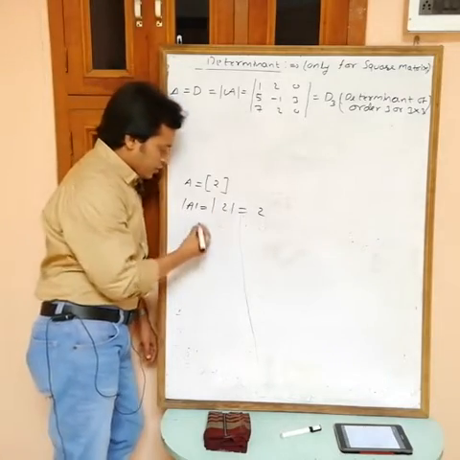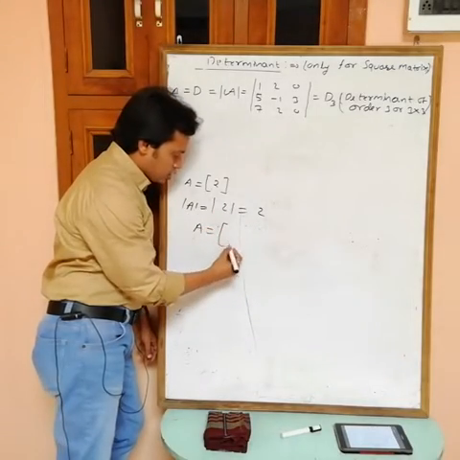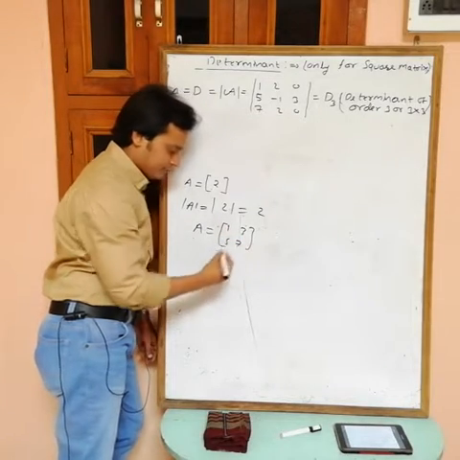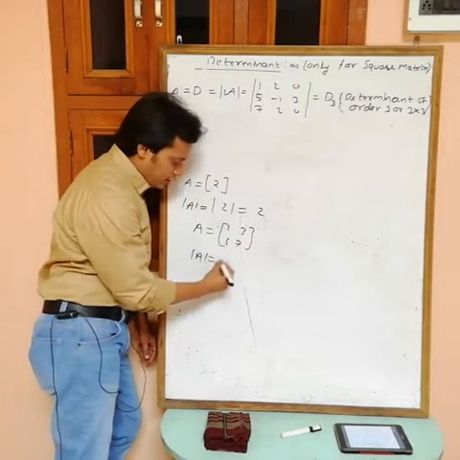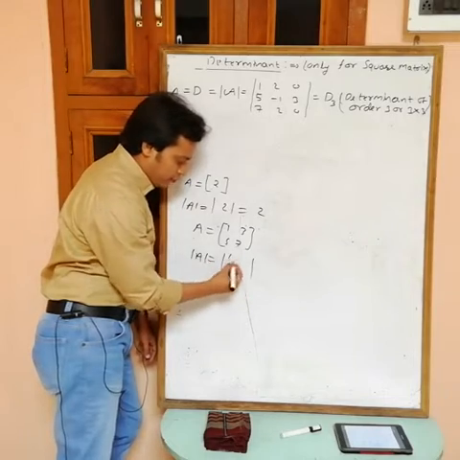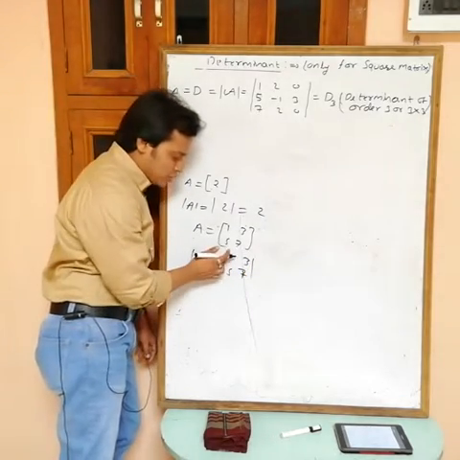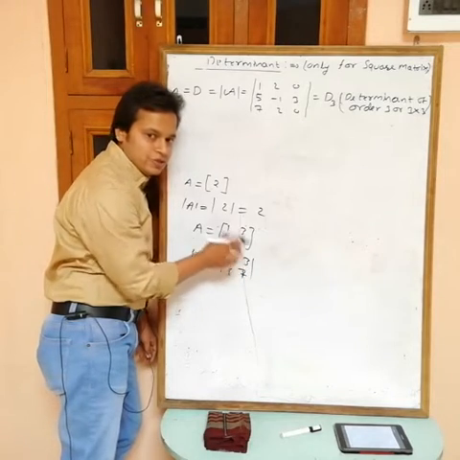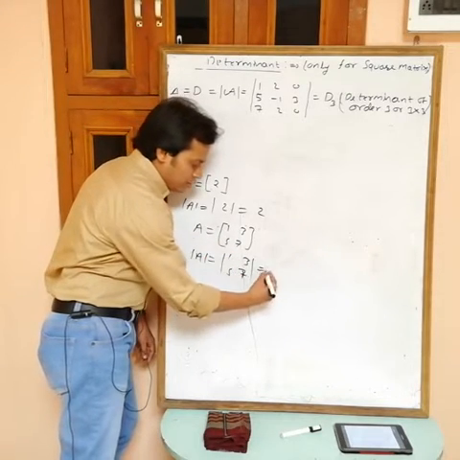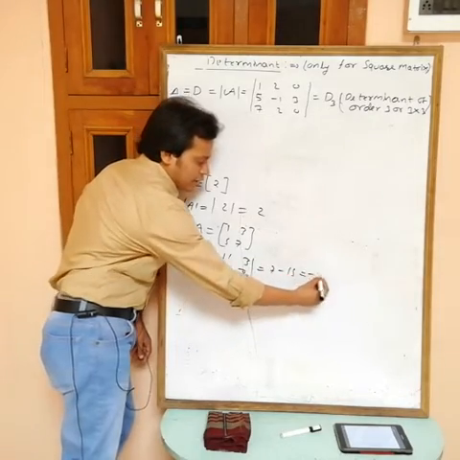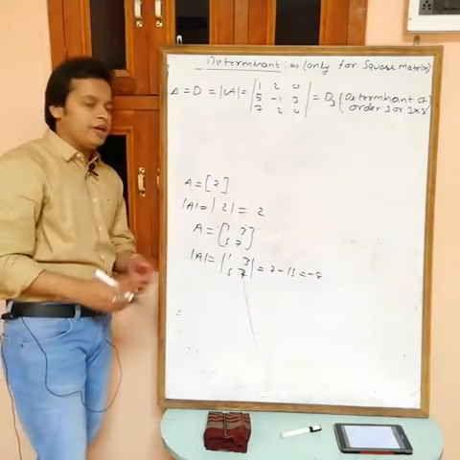Suppose A is a 2 by 2 square matrix, 1 3 5 7. Then the determinant of A is, this is the sign of determinant, 1 3 5 7. Now if you want the value, simply multiply this one into this one minus this one into this one. So 1 into 7 is 7, minus 5 into 3 is 15. Okay, minus 8. This is the value of the 2 by 2 determinant.